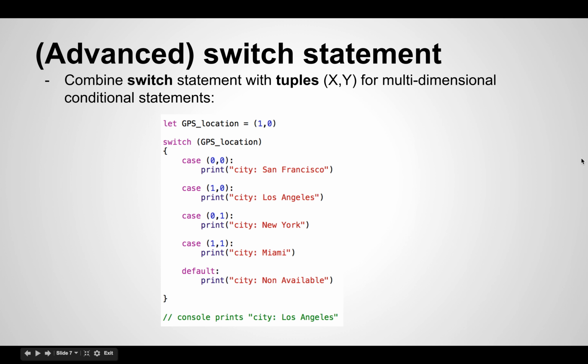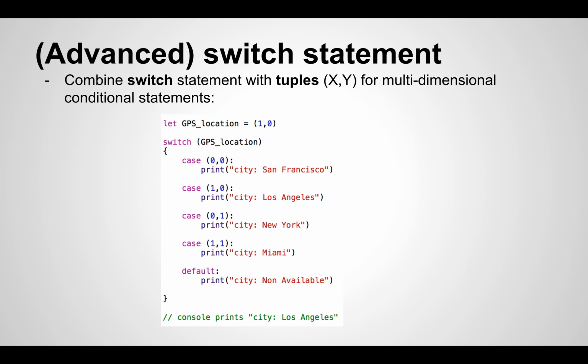Okay, now some of you might want to go and look at the advanced switch statement, but you can do just fine with the regular switch. So don't worry too much about this part, only for those of you that want to go the extra mile. You can combine the switch statement with tuples, which are some kind of coordinates, x, y, and for multiple dimensional statements. So let's take a look at the code here.